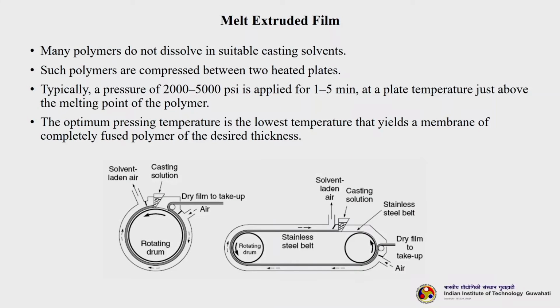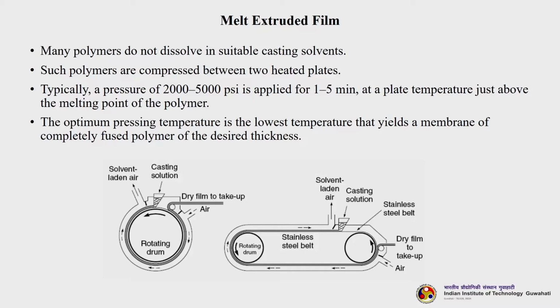So, the next one is the melt extruded film. This is exclusively used for certain polymers which do not dissolve in suitable casting solvents, like nylon. Okay. Such polymers are compressed between two heated plates, and typically a very high pressure is applied, usually 2000 to 5000 psi, for a very short residence time, usually 1 to 5 minutes, okay, at a plate temperature just above the melting point of the polymer.